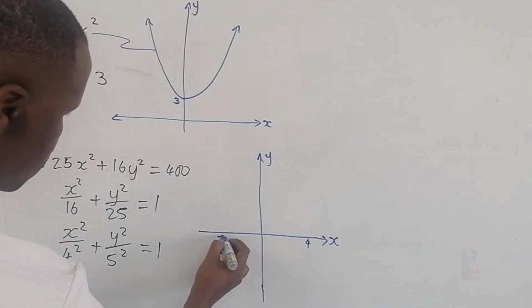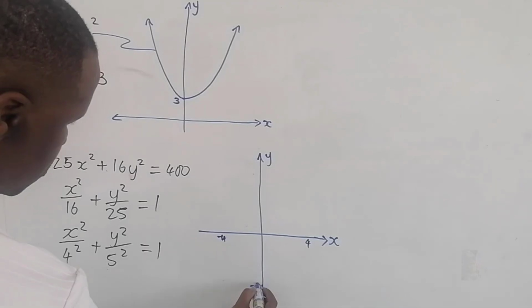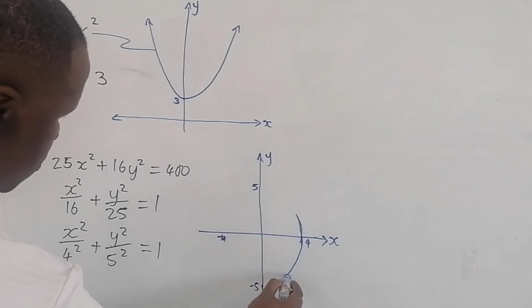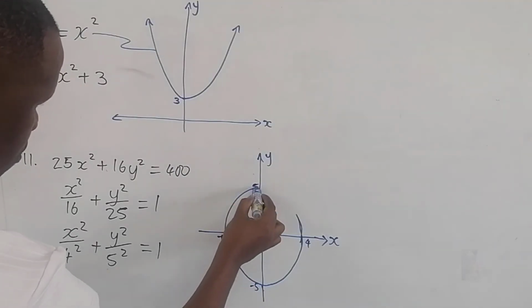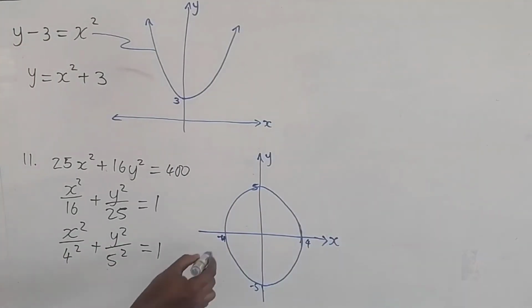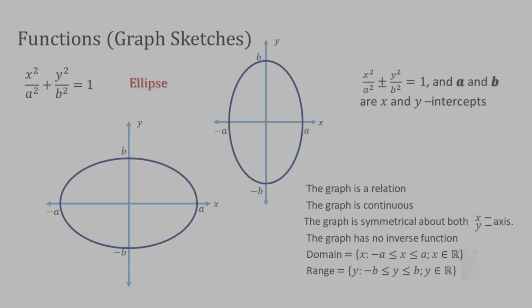For x-intercept, it will be 4 and negative 4. For y-intercept, it will be 5 and negative 5. Then you can carefully draw your curve. It should look nice, and try to make it look nice. It should not look like a funny amoeba, but it should look a little bit interesting.